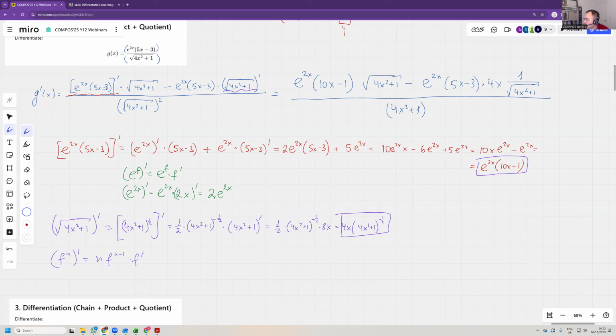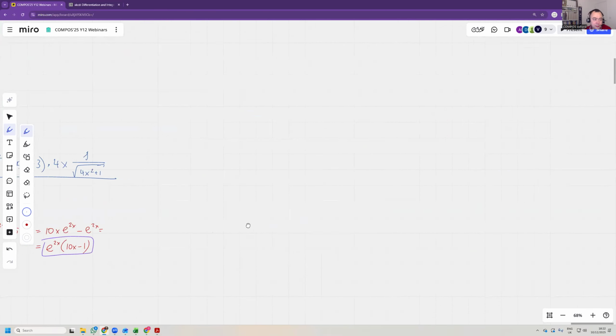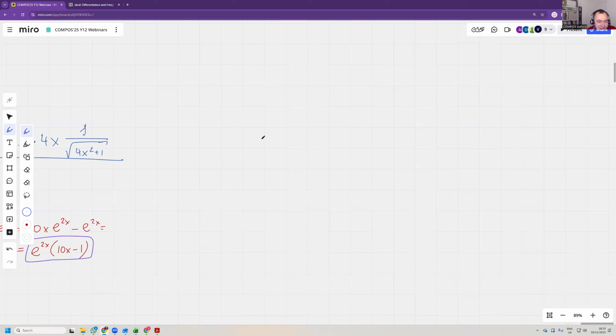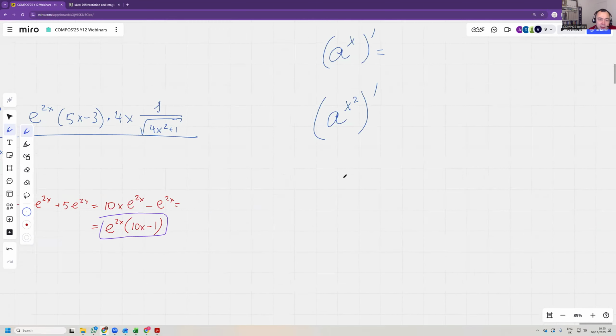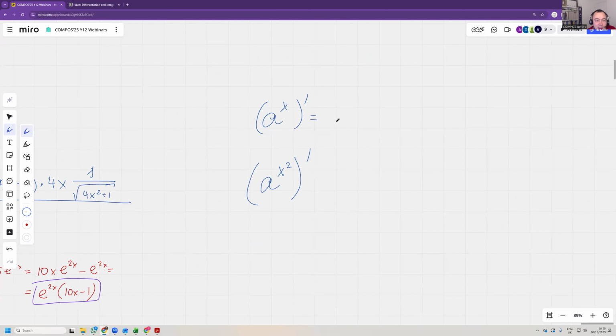Could you show what the derivative of a to the power x squared would be? I could. I hope it's not in the assignment. A to the power x squared. Well, first of all, you need to know what the derivative of a to the power x is. It is a to the power x multiplied by ln a. That's the rule, from the table.